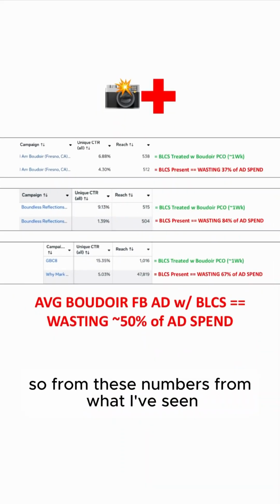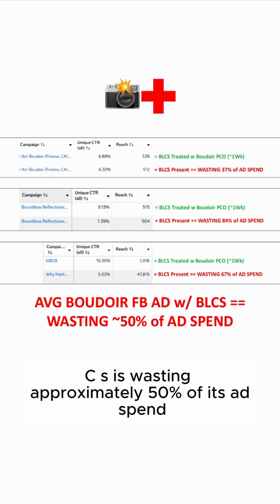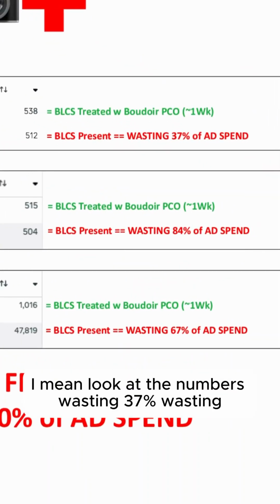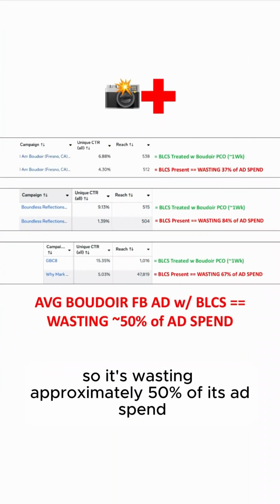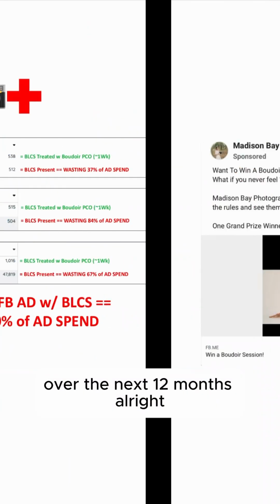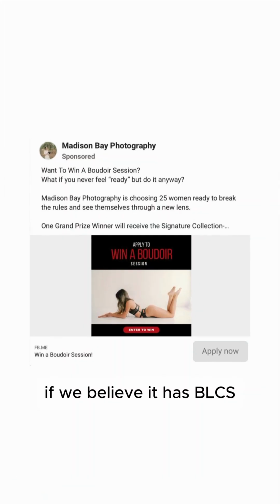So from these numbers, from what I've seen, the average boudoir Facebook ad with BLCS is wasting approximately 50% of its ad spend. I mean, look at the numbers, wasting 37%, wasting 84%, wasting 67%, so it's wasting approximately 50% of its ad spend. All right, so now we're going to diagnose this if we believe it has BLCS, boudoir low click syndrome.